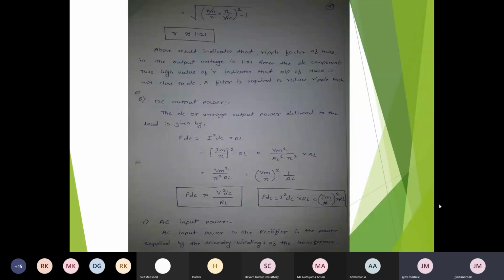So DC term, it is related to of course output power, that is P. So PDC is equal to I square DC into RL. This is the equation to get the power. I square DC, IDC we know IM/π. So I square DC होगा IM square upon pi square. IM को भी हम replace कर सकते हैं V upon RL.